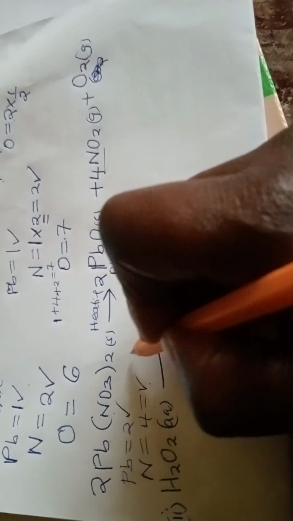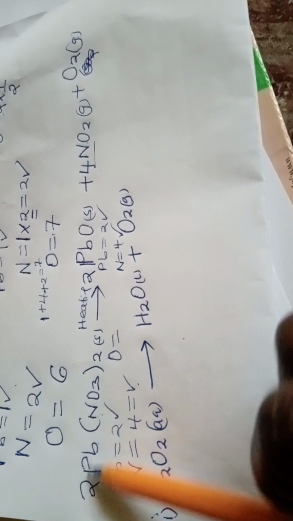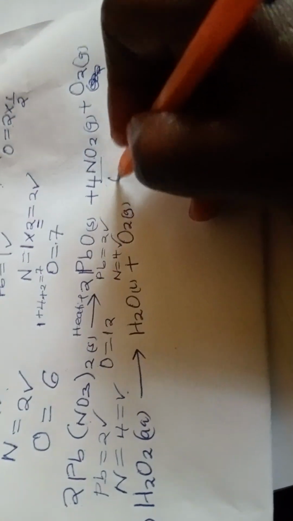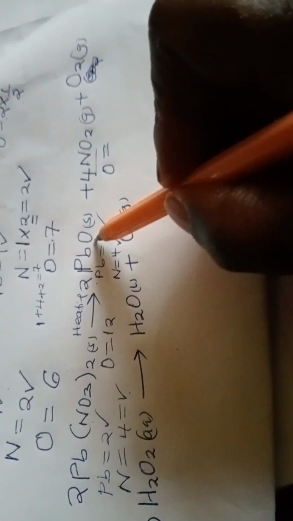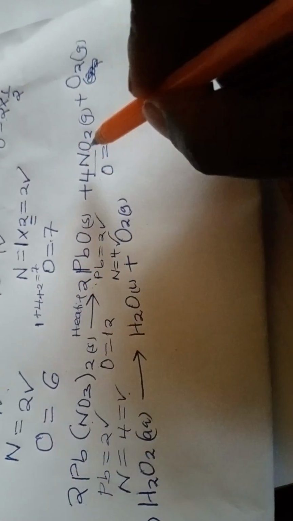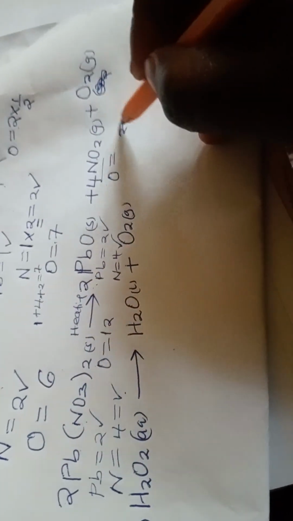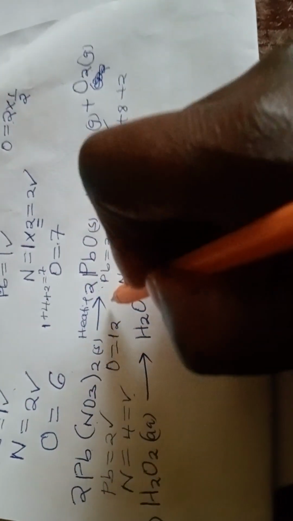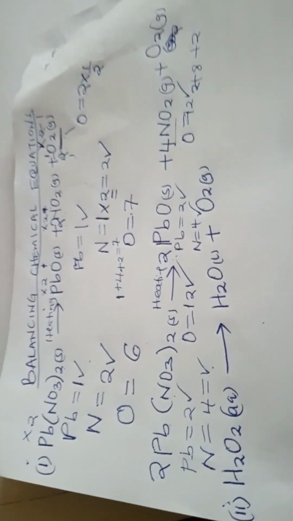Ziko sawa. Oxygen ambayo ilikuwa inatutatiza sasa hapa ni 6 times 2 12. The other side oxygen kuna hizi 2, hizi ni 2 na hizi ni 8 na hizi ni 2, so 10 plus 2 ni 12. So our equation is now well balanced.